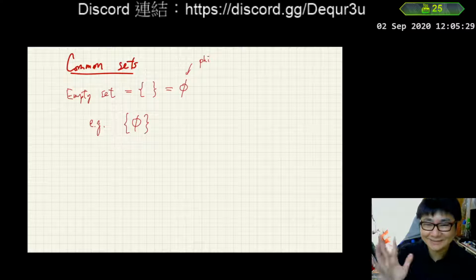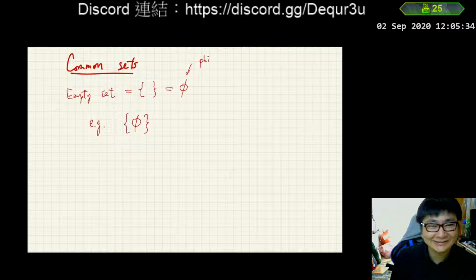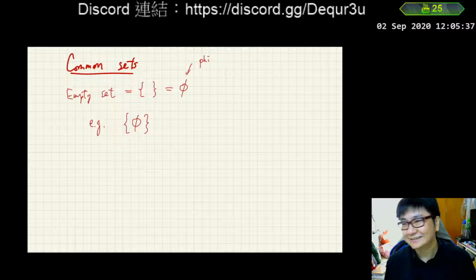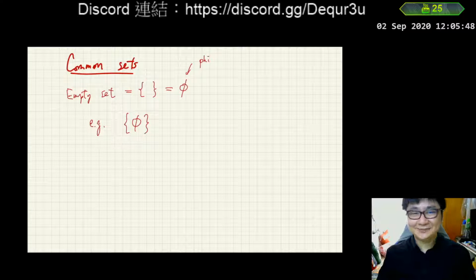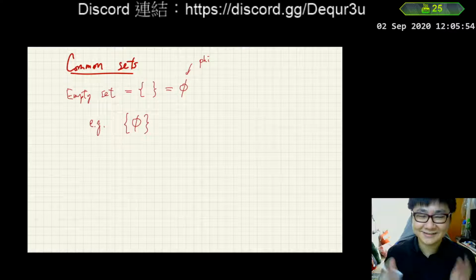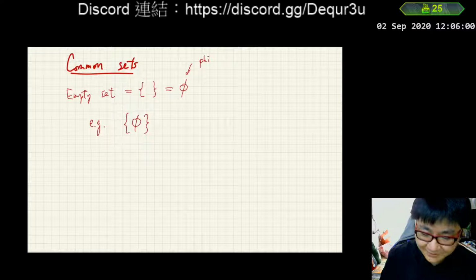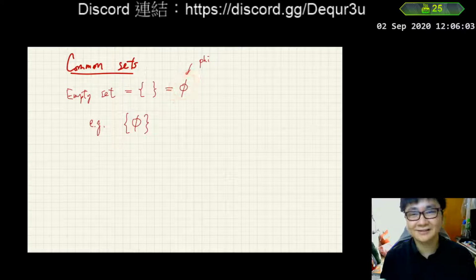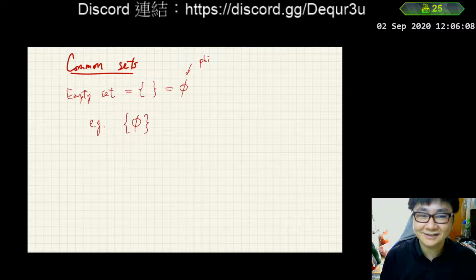That's good. Yes, no, yes. Is it an empty set? Okay, so let's recall the meaning of an empty set. An empty set means it is a set with nothing inside, and we represent it with the symbol phi. So what about this? Is it an empty set? Is it a set with nothing inside?